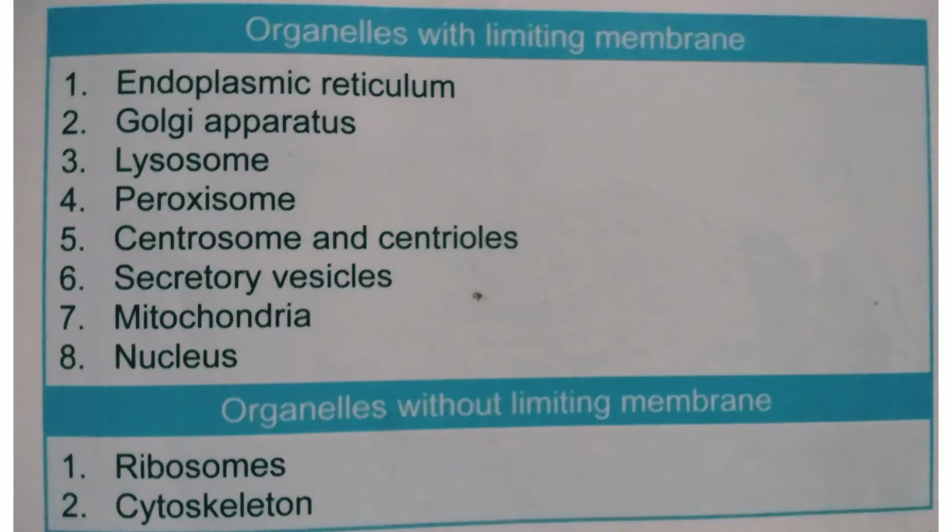So the organelles with limiting membrane are endoplasmic reticulum, Golgi apparatus, lysosome, peroxisome, centrosome, centrioles, secretory vesicles, mitochondria and nucleus. And organelles without limiting membrane are ribosomes and cytoskeleton. I will not make a video on the cell organelles as it will make the video so huge. So you can learn it by yourself. It is pretty easy to learn them.